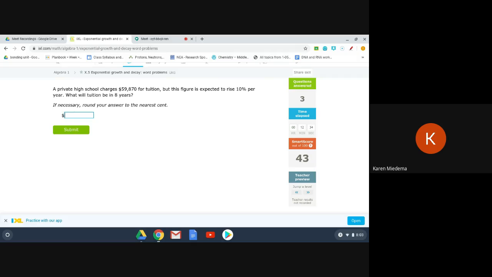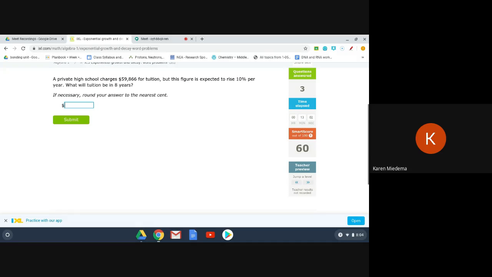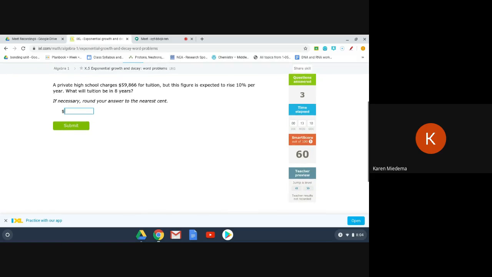It has a private high school charges $59,870 for tuition. Well, that's the starting amount, or A. This figure is expected to rise 10% per year. Well, that's going to help you find R, which is going to be 0.1. What will tuition be in 8 years? They give you X as 8, and you're solving for Y. I'm going to go ahead and jump a level to see if they get any harder. Okay, this seems to be the same question.